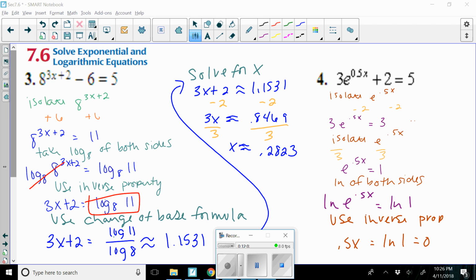And then lastly, we're going to use the inverse property. So we end up with 0.5x is equal to the natural log of 1. The natural log of 1, if you put it into your calculator, is 0. So 0.5x equals 0. So therefore, x is equal to 0.